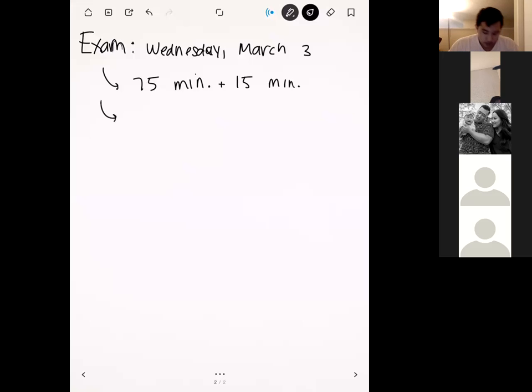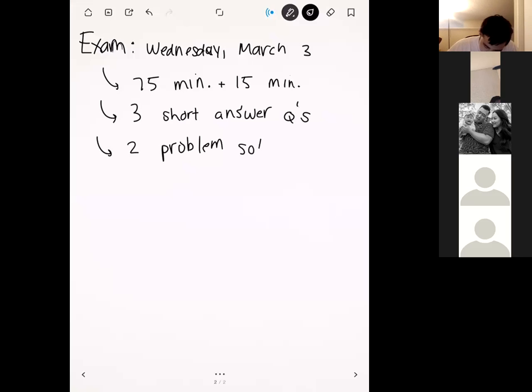Okay. And so the format of the exam is it's going to be similar to the homework. So there's going to be a short answer portion and a problem solving portion. Okay. And so right now what I have planned is 3 short answer questions and two problem solving questions. The short answer questions will be worth about, in total, 40% of the points. Okay. And the problem solving questions will be worth 60%.